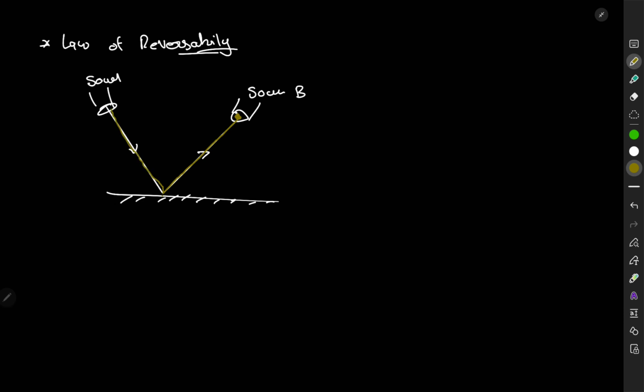it will be the exact same path. The path the light took from this side will be exactly the same path on this side. That's called the law of reversibility. When you reverse the sources, it will follow the same path. For example, light is moving like this. Let's say there are plane mirrors. If I reverse the path, it will be in the same direction but on this side. That's exactly what this means.